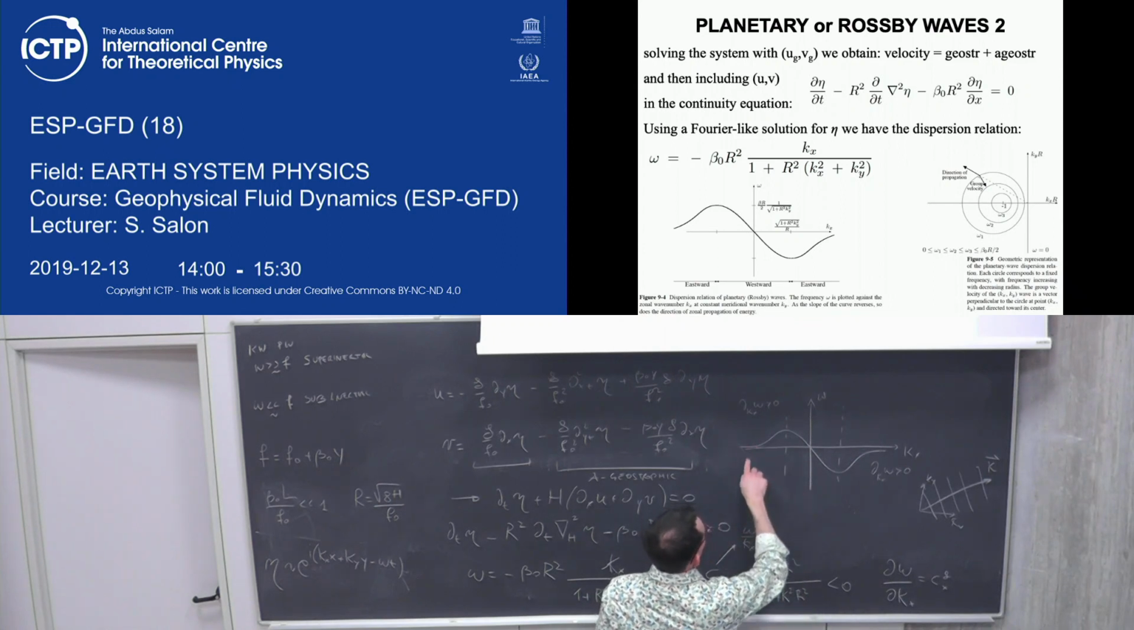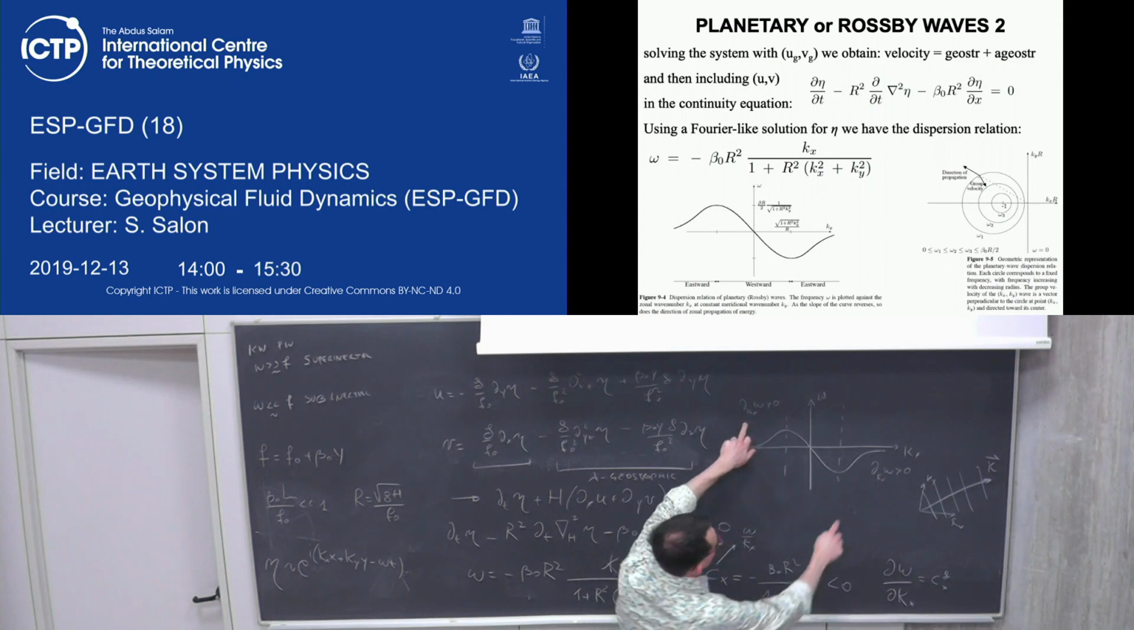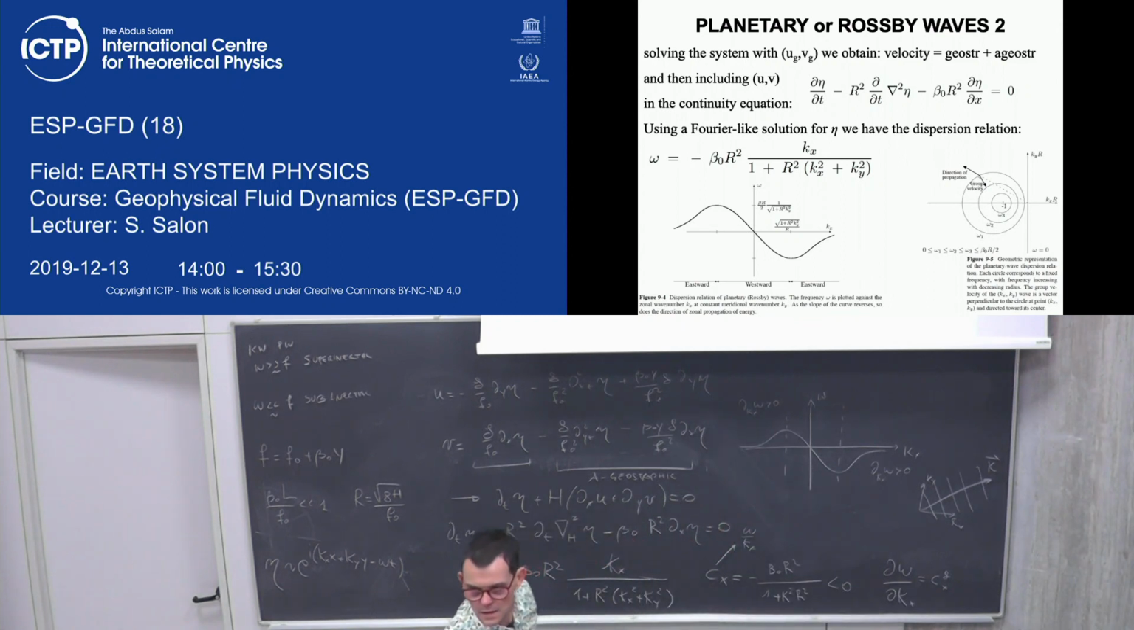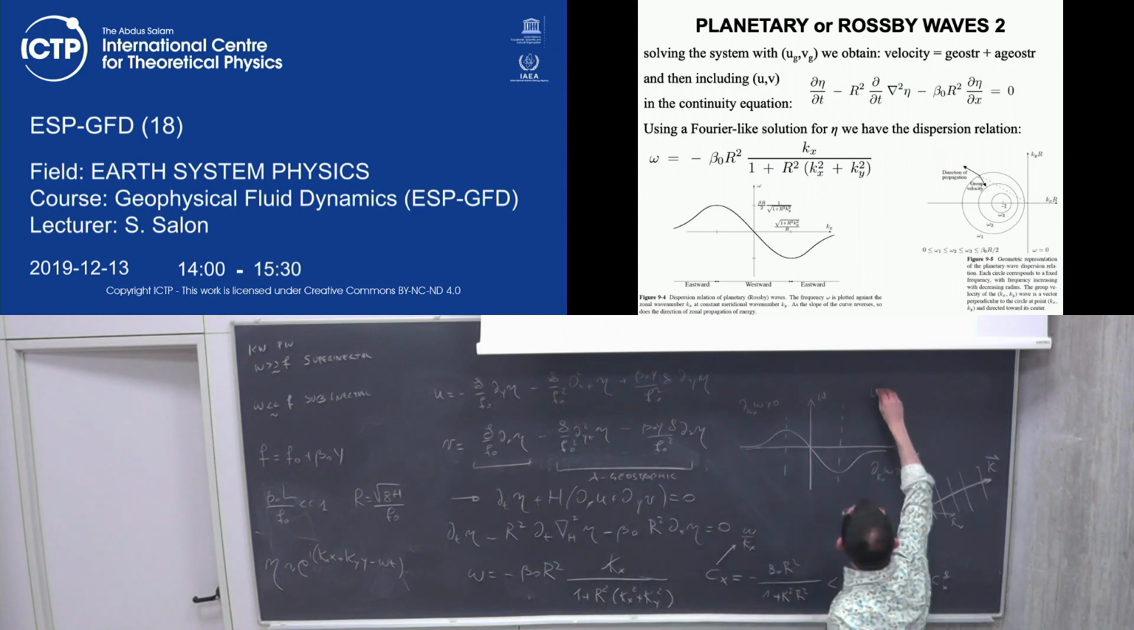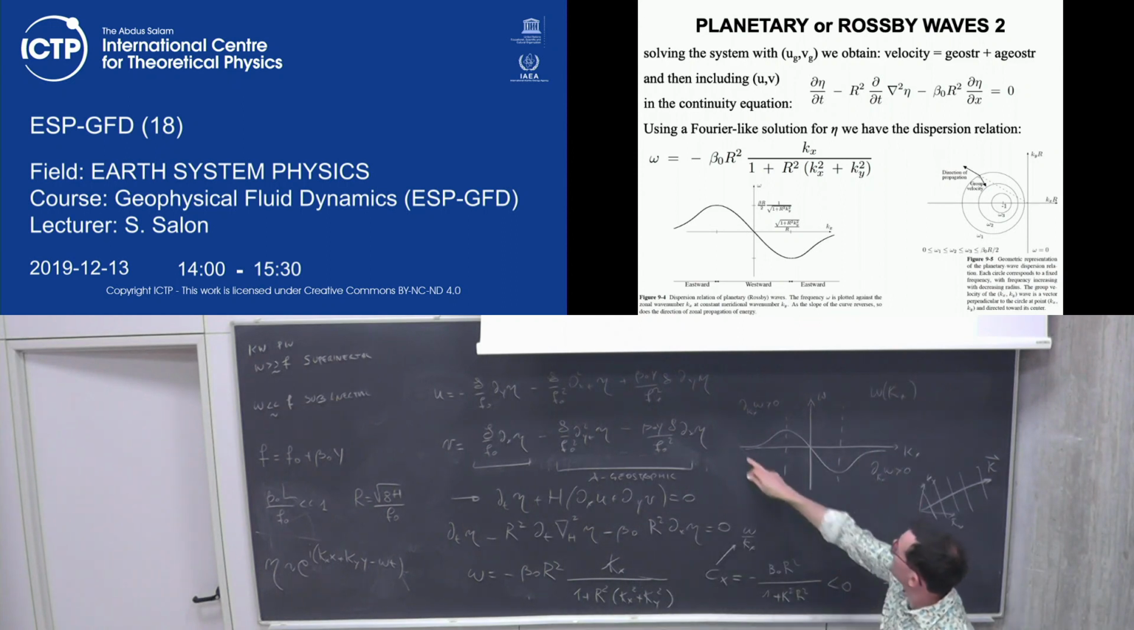So what it means here is that kx and omega are greater than 0. Yes, I was just saying, you were asking why they are positive? So how is the function omega of kx here and here? It is increasing, so when a function is increasing, the first derivative is positive. Okay?